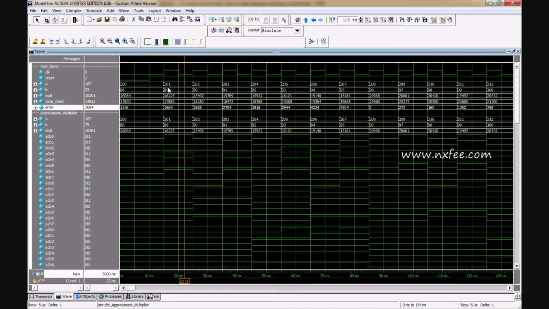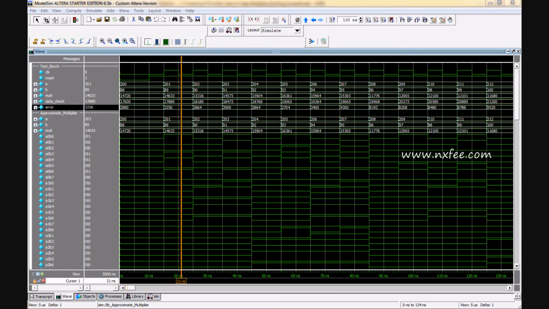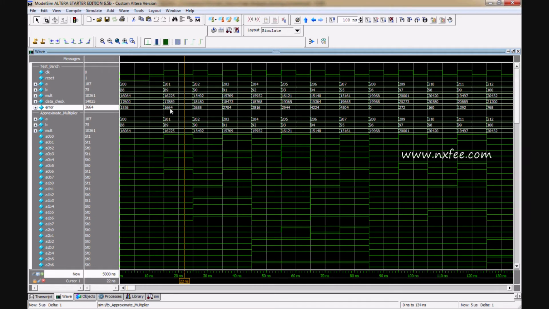The same value will be multiplied. So in the existing part the error will be 3256, and in the proposed value the error will be 1664. So the overall error is also reduced and the overall logic is also reduced.